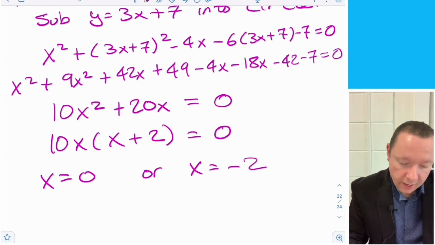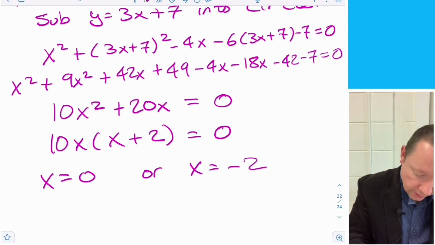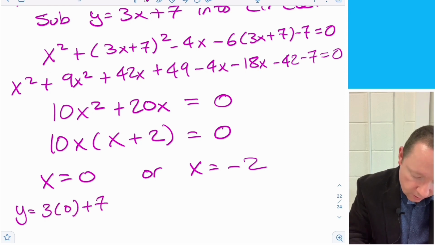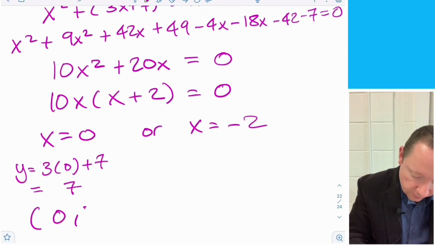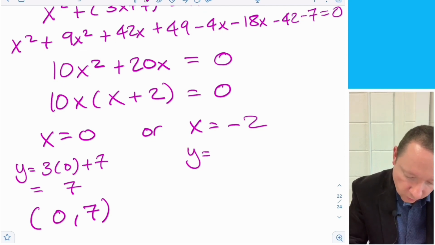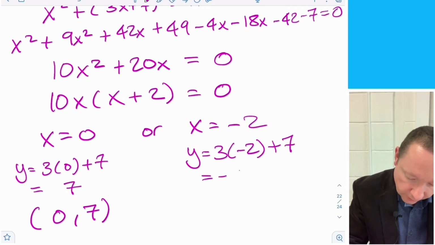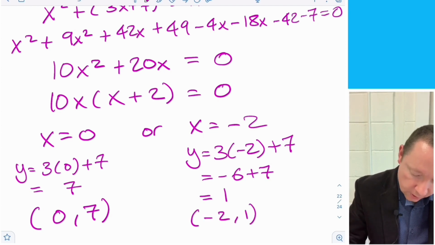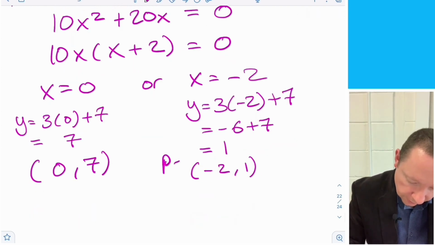To get our y's, we can just substitute them in. So at x equals 0, y equals 3 times 0 plus 7, which equals 7. So the first point we get is 0, 7. And at x equals minus 2, we get y equals 3 times minus 2 plus 7, minus 6 plus 7. That's 1. So our second point is minus 2, 1. So there's our P and there's our Q.